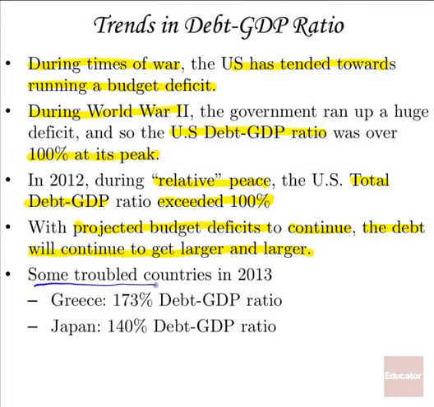Some troubled countries in 2013, if you want to point them out, would be Greece. Their debt to GDP ratio was 173%, and not very good. And Japan, which has been experiencing a lot of deflation over the past 2 decades, has a 140% debt to GDP ratio. So if you want to look at it in these terms, we're not as bad off as Greece and Japan.